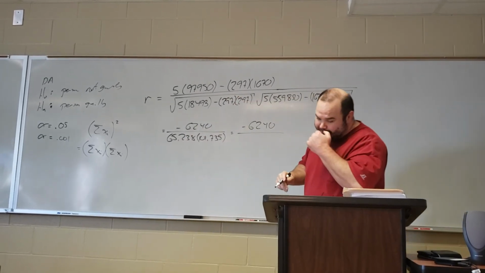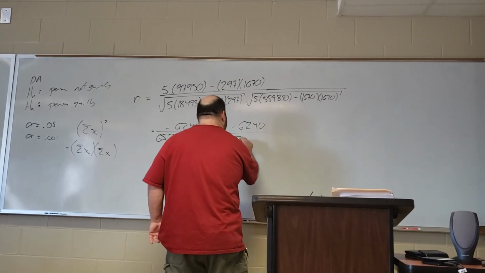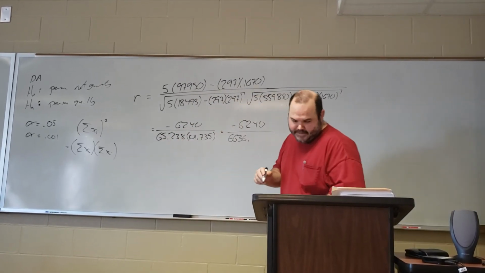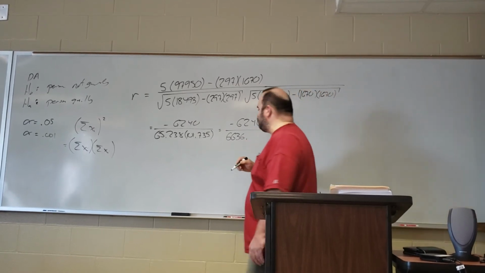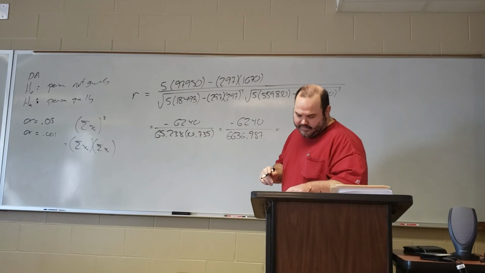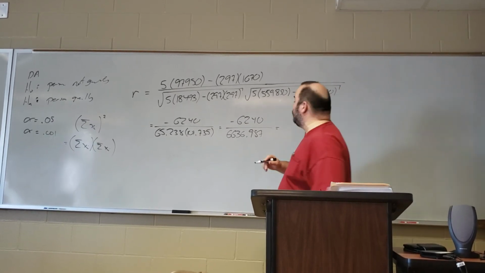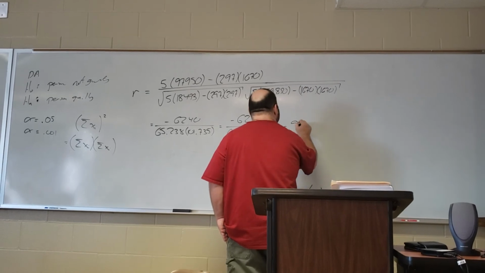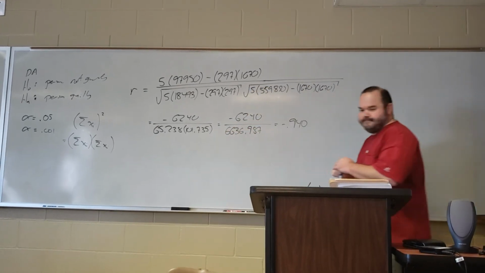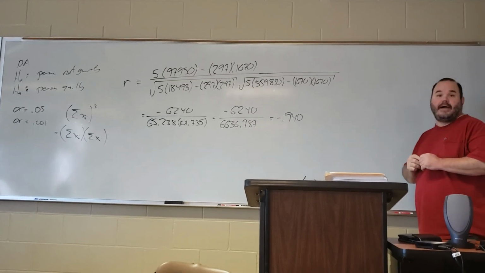So your denominator should now be 6636.987, which will finally give us a division of negative 0.940. So it is possible for ours to be negative. Oh, yeah, okay.